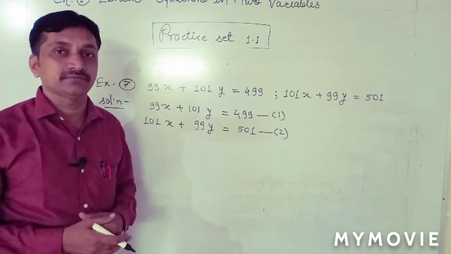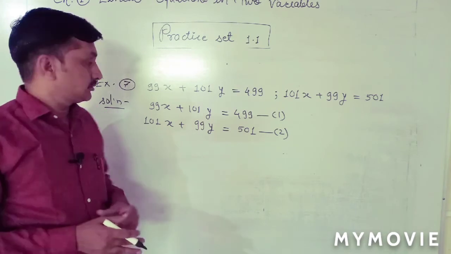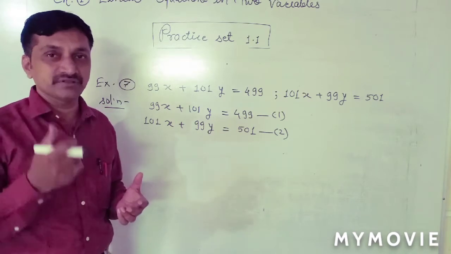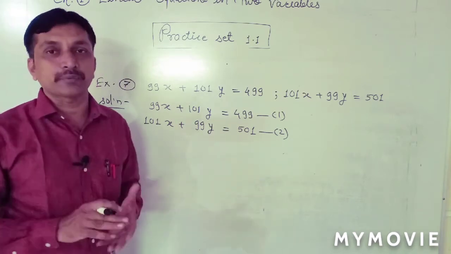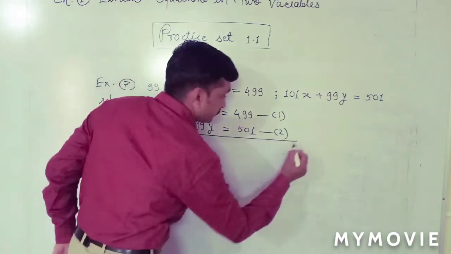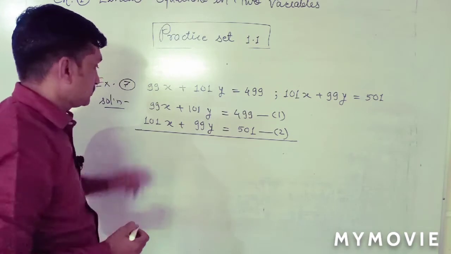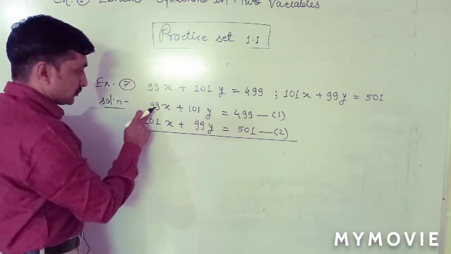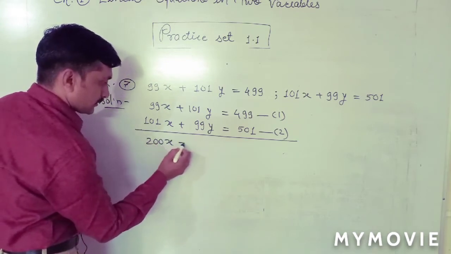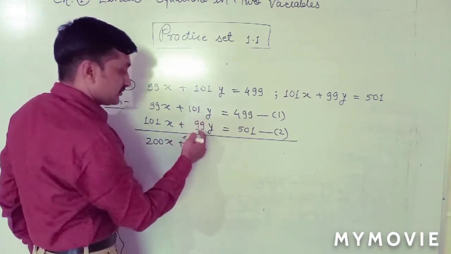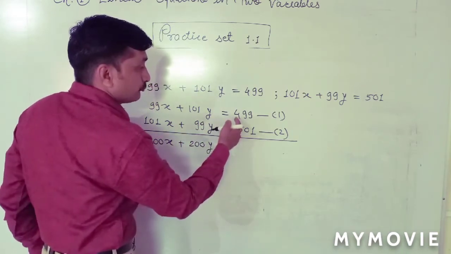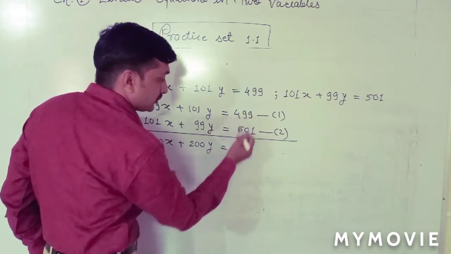In part 1 I explained such an example. If it is of this particular type, we have to add both the equations once, and the second time we have to subtract them. Now here I add first. Once addition, second time subtraction. If we add, 99 plus 101, 200x, plus again 101 plus 99, 200y is equal to 499 plus 501, 1000.